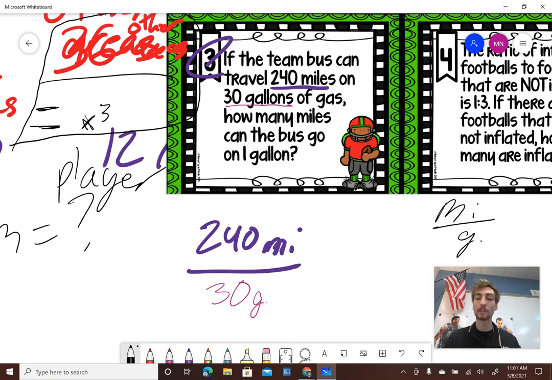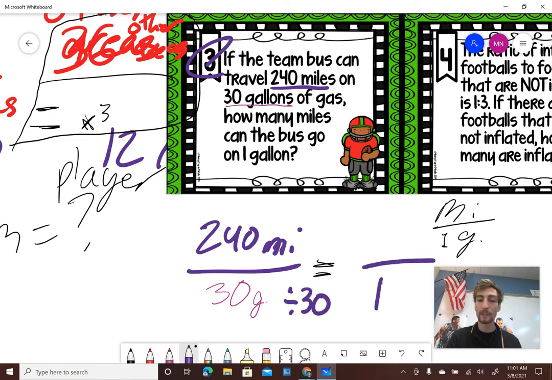All right, how many miles can I go with 1 gallon? So I need to get that 1 on the bottom here. So when I set an equivalent ratio here to make it proportional, then I am going to divide 30 by 30 to make it 1 on the bottom. And then I'm also going to have to divide 240 by 30.